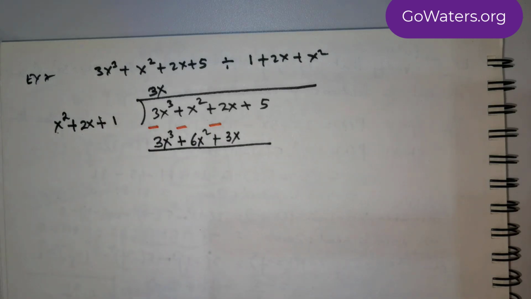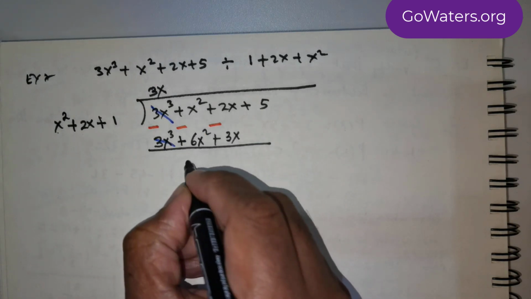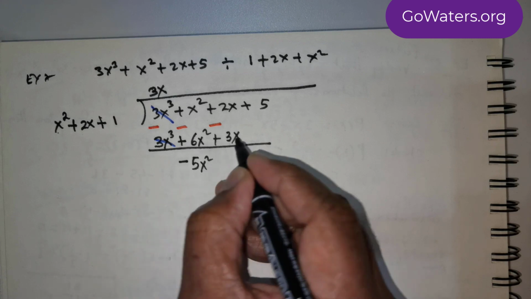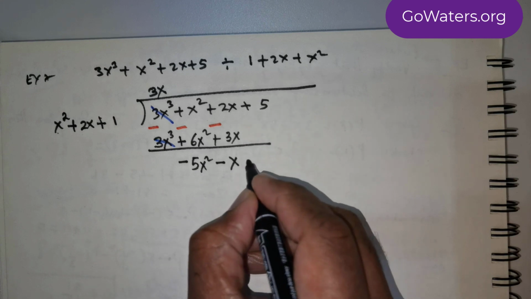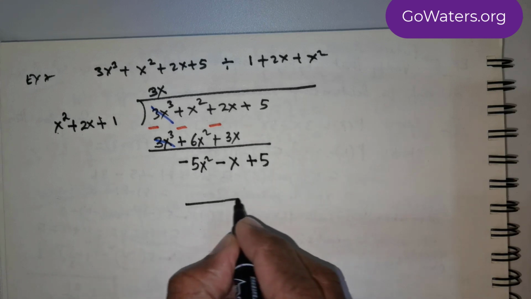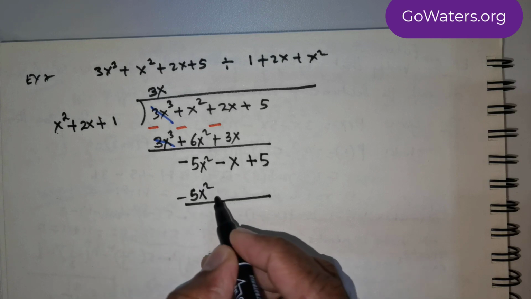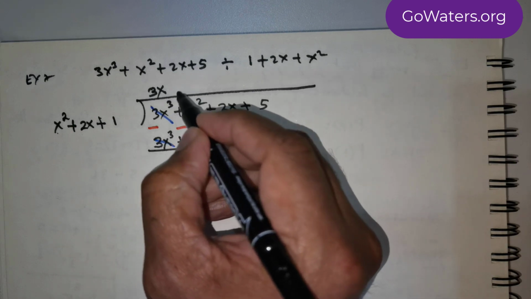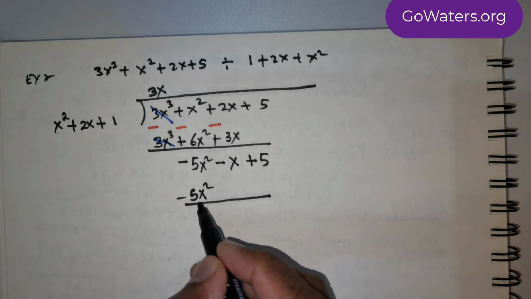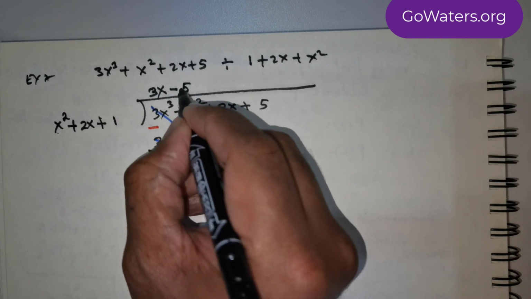Now clearly the two terms 3x cubed and 3x cubed can be cancelled, leaving you with x squared negative 6x squared, that's going to be negative 5x squared. 2x negative 3x, that's going to be negative x. Now you bring down the constant term 5. Draw a line. Now you immediately place negative 5x squared. The all important question is, what should you place here so that the number multiplied with the leading term produces 5x squared with a negative sign? Obviously it's going to be negative 5.